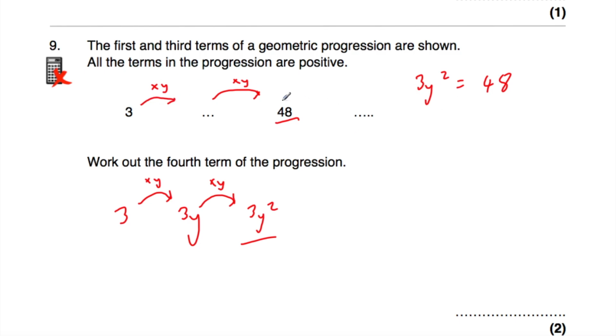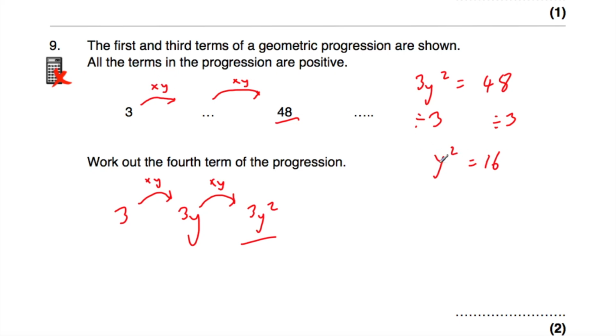And then once we find out what that is, we can then find the fourth term. So let's divide both sides of the equation by 3. So divide by 3 and divide by 3. And we would get that y squared is equal to, and 48 divided by 3 is equal to 16. So that means that this number squared is 16.